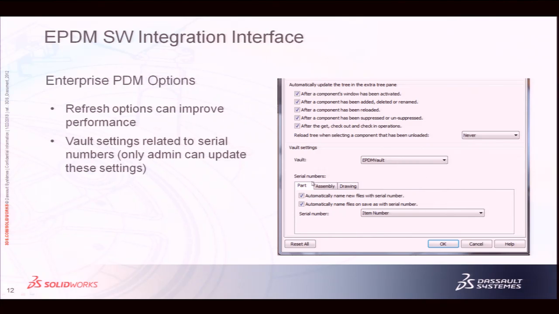This area down below, the serial numbers, is where we can trigger it so that every time you hit new on a SolidWorks part or save as on a SolidWorks part, it'll get you a new part number. This is not something you can change. An admin can change it. A user cannot. So it'll be grayed out, but it is in this options menu.